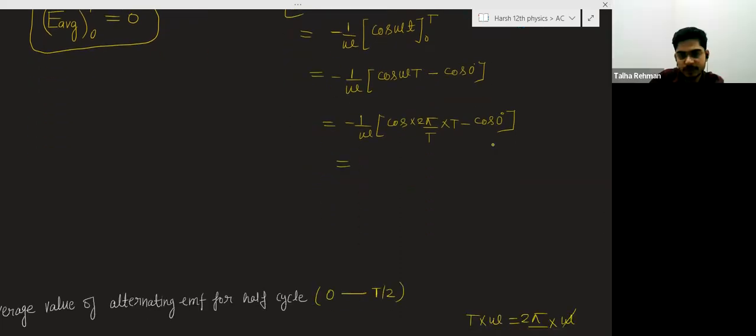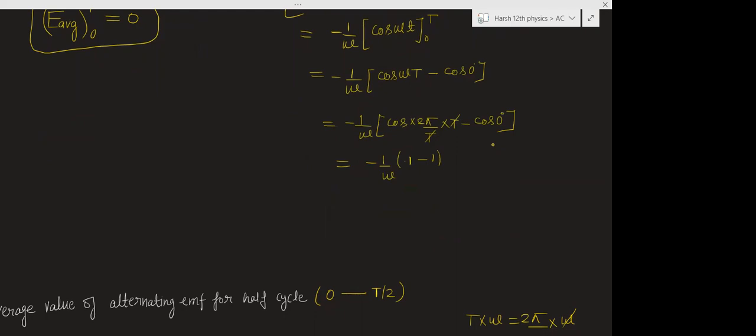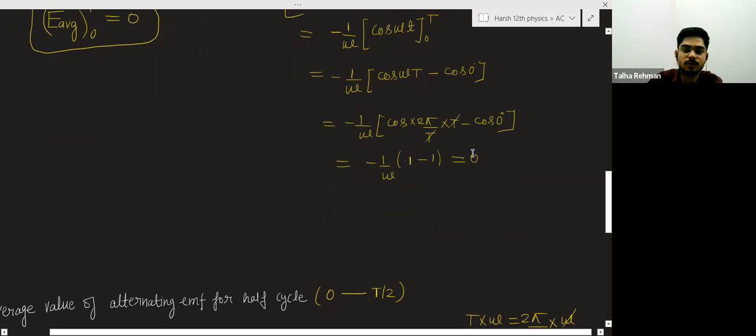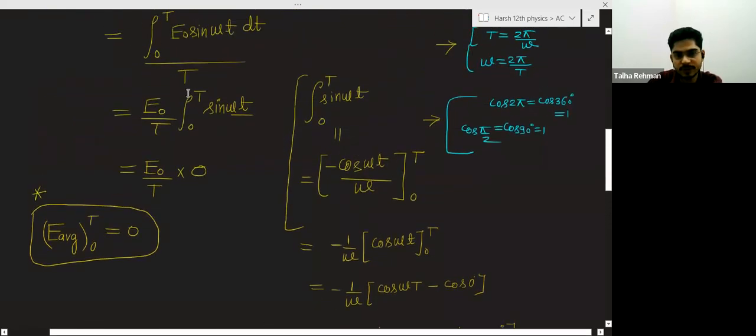Okay, so here this is minus 1 by omega, and this t and t will cancel out. So cos 2 pi is 1 and cos 0 is also 1. So 1 minus 1 equal to 0. So this whole value will become 0. So basically this integration becomes 0.